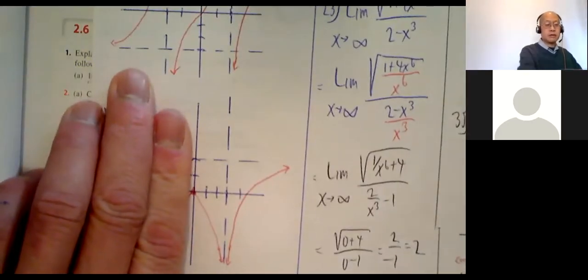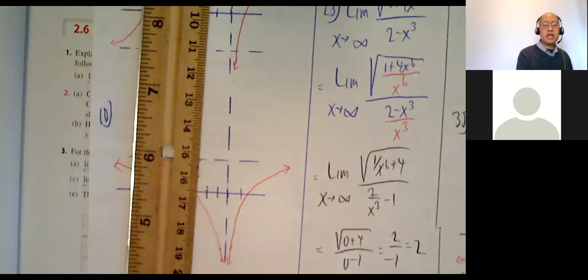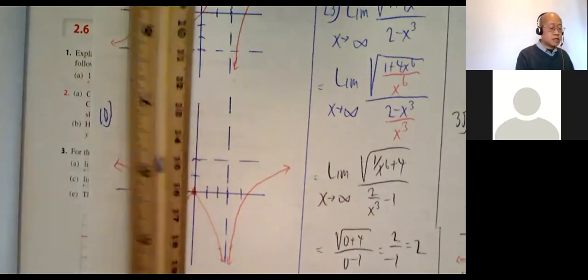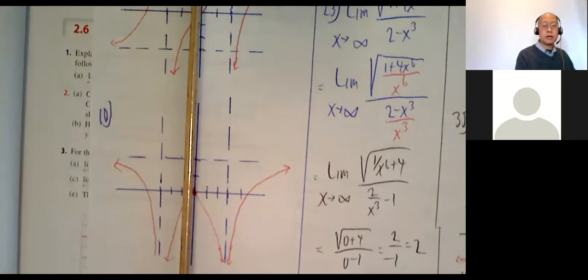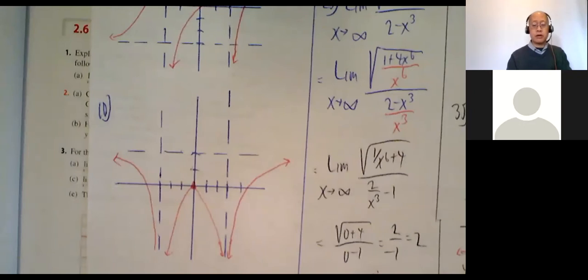So I have this right now. And then it says the function's even. Even means symmetry with respect to the y-axis. So I just do the mirror image over here like so.